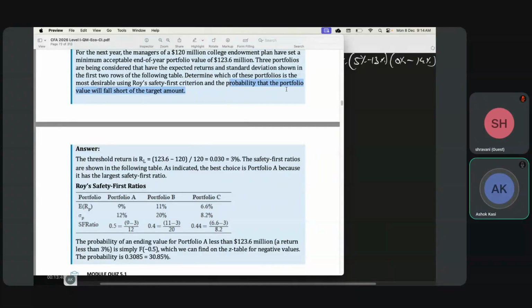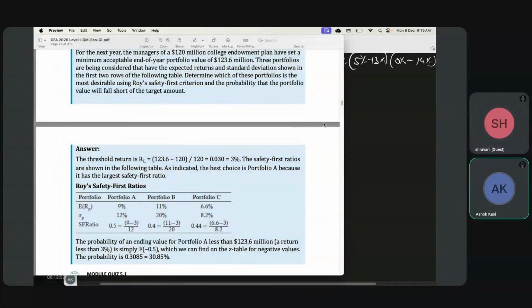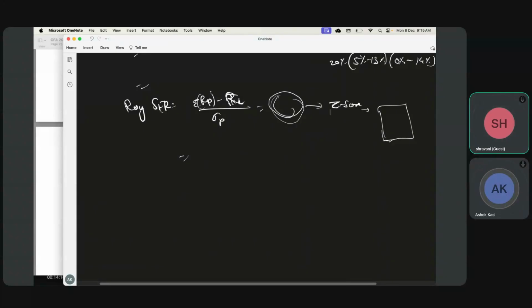the probability that the portfolio value will fall below the threshold, then all you have to do is convert this answer into whatever you get. You have to put a minus sign, and then find out its probability. This will behave like a Z score. So you have to go to the Z table and find out the probability of not meeting the threshold.